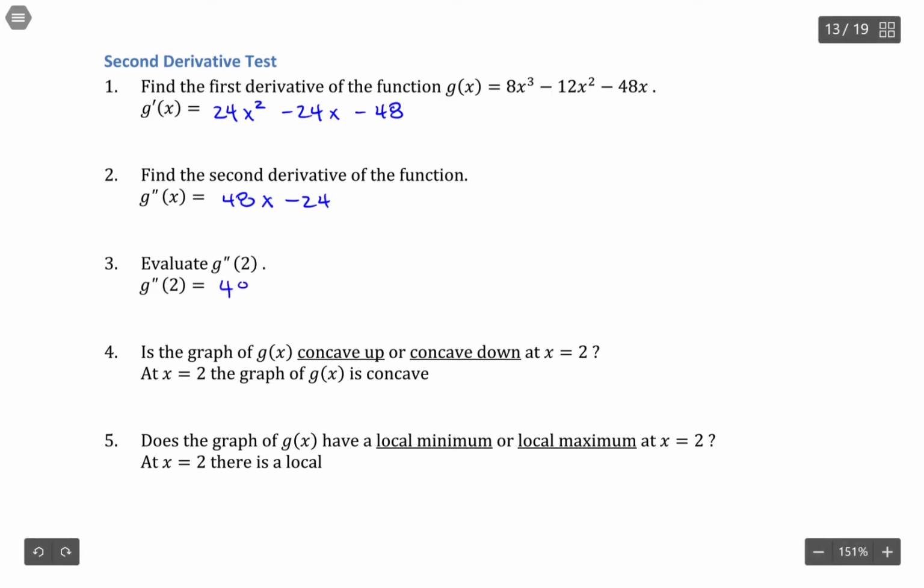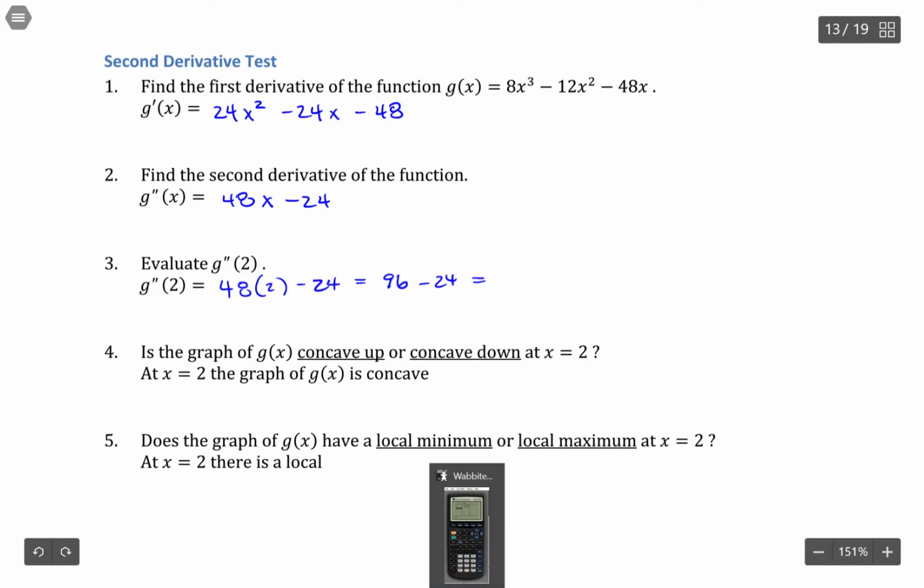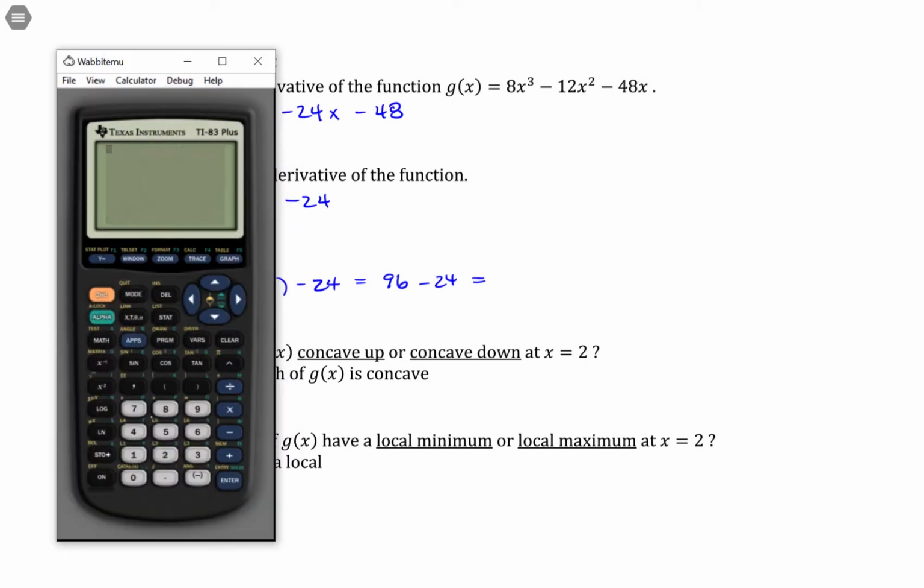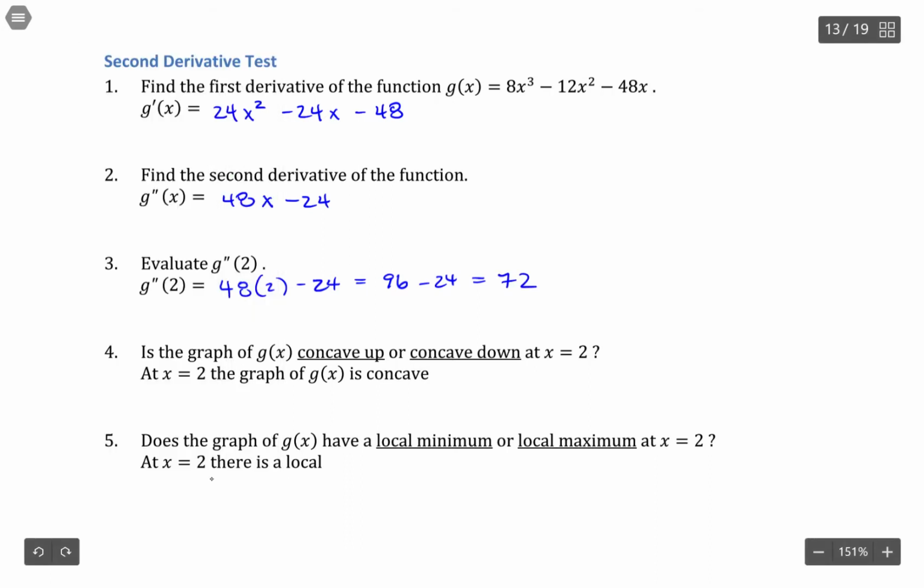So if I plug 2 into my second derivative that I just found, that would be 96 minus 24. And just so I don't make a mistake here, I think it's 72, but let's be certain here. Yep, 72. Okay. Is the graph of g of x concave up or concave down at x equals 2? Well, the second derivative is positive there, so that means we are concave up on that interval.